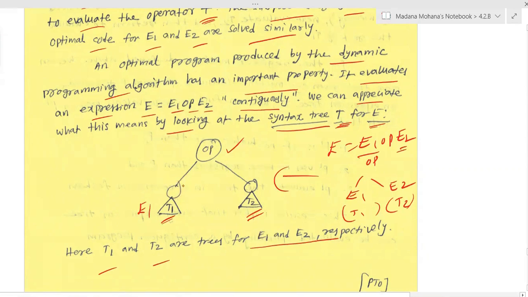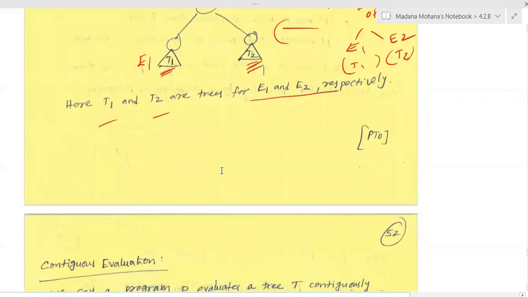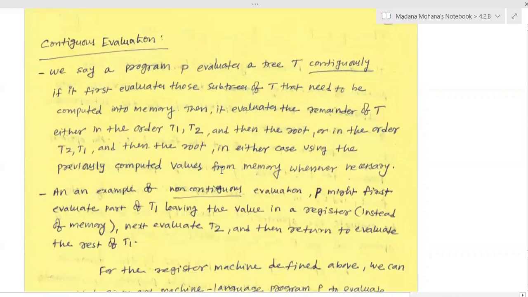First, you can find the optimal program or value for the T1 subtree, then for the T2 subtree, then you can combine. You can follow any order, T1 first, then T2, or T2 first, then T1, based on the given conditions. So like that, we have to generate the optimal codes for each subtree separately.